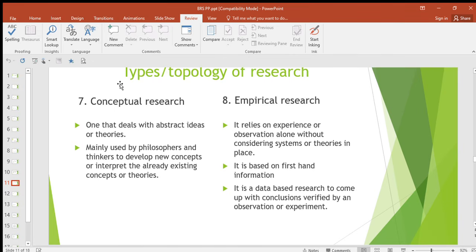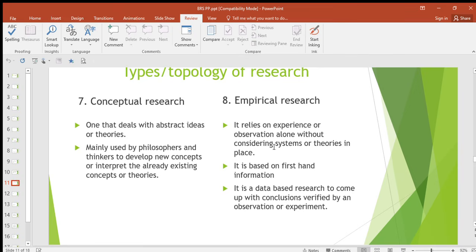Isaac Newton, people like that. Then empirical research relies on experience or observations alone without considering systems or theories in place. Like, I have done this thing in the past, so I'll not do it again. You're relying on your experience. I had a friend, he did this and that, so I'll either do it or not do it according to someone's experience. So it relies on experience and observations alone without considering systems or theories in place.